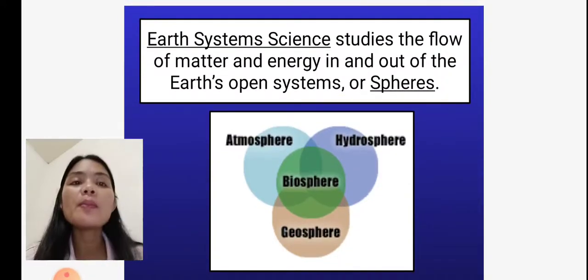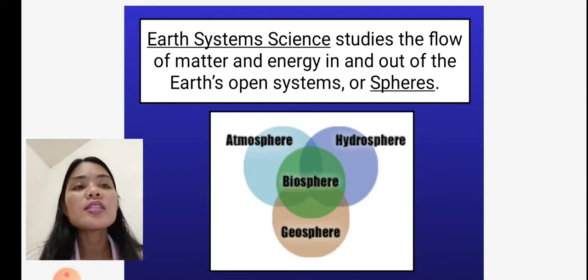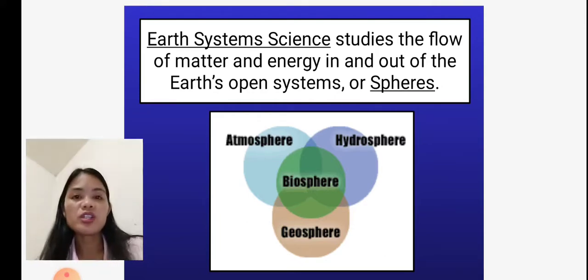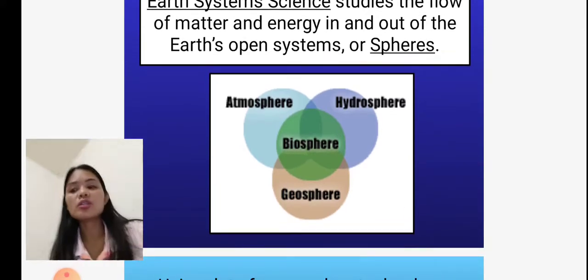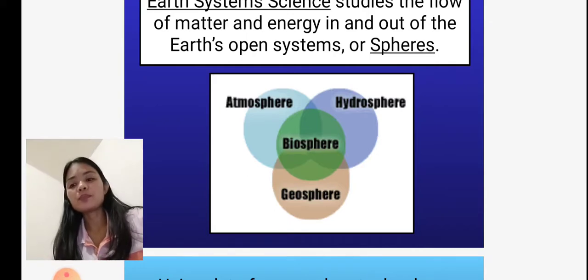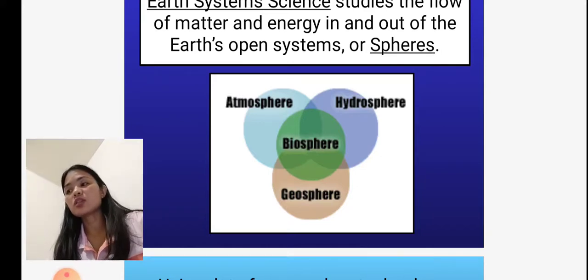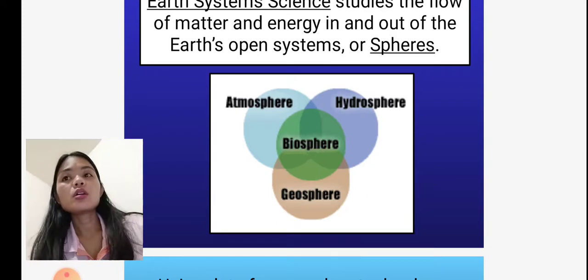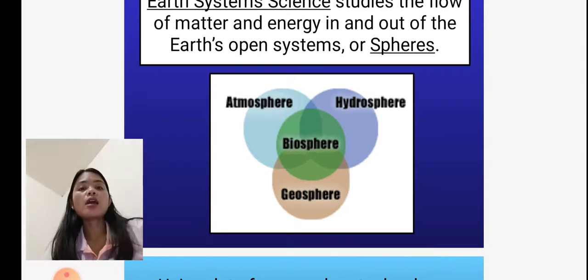Earth system. Science studies the flow of matter and energy in and out of the Earth's open system or sphere. Now, when we say Earth system, apat yon: atmosphere, hydrosphere, biosphere, and geosphere. Basically, on the first part, nung una, 3 major spheres lang.